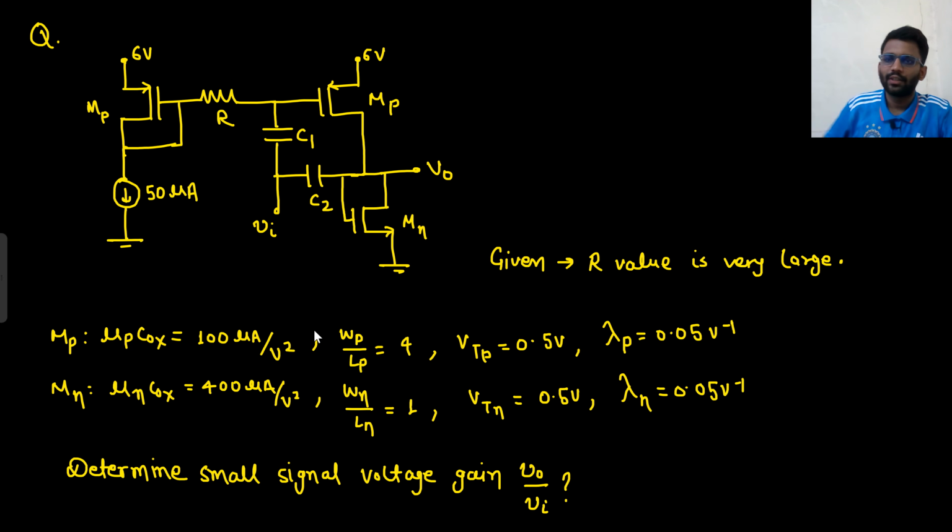Yeah, so let's solve this question now. The R value is very large. You have to determine the small signal voltage gain, and for that you certainly need to do the DC analysis, because you would be needing the GM value, and for the GM value you need the DC current. So let's just do the DC analysis first.